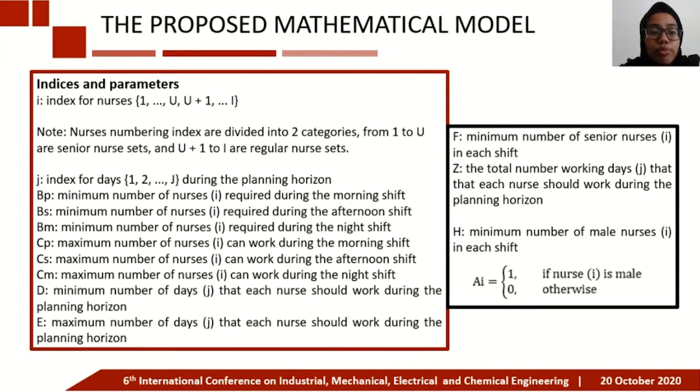E is the maximum number of days that each nurse should work during the planning horizon. F is the minimum number of senior nurses in each shift. Z is the total number of working days that each nurse should work during the planning horizon. H is the minimum number of male nurses. A is 1 if the nurse is male and 0 otherwise.